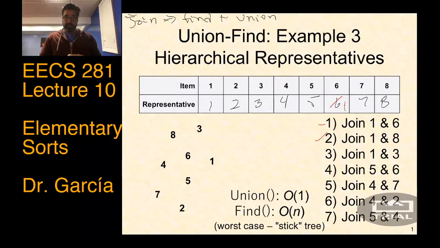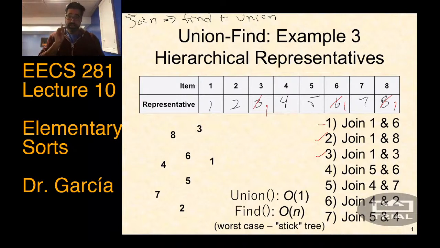Then join of 1 and 8, same deal. You do a find on 1, you get 1. You do a find on 8, you get 8. When you union, you're just going to set the representative of 8 to 1. And then same deal here: join 1 and 3. Set the representative of 3 to 1 by the same rules that we've been talking about.